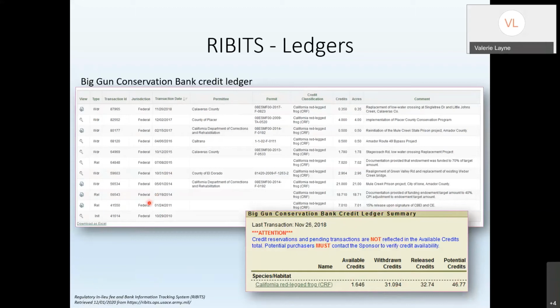Bank sponsors can be given access to create the withdrawal transactions in their banks. They cannot create any other type of transaction or release credits. And in fact, they have a time limit. Once they begin entering a withdrawal transaction, they have 1 hour to complete it. After that hour is up, they can no longer edit the transaction. If they make a mistake and they can't edit it, then they need to contact the regulatory project manager and let them know that something needs to be corrected. That doesn't happen very often.